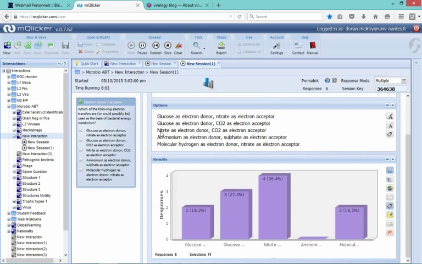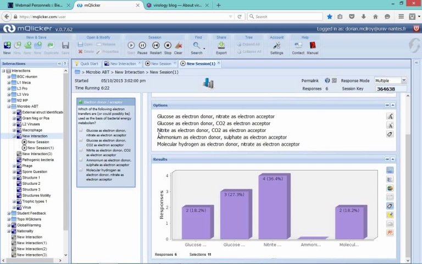So nitrite can give up electrons. It would become like, what? Nitrate, right? Be further oxidized. No, it's not good enough. It's not a good enough electron donor.